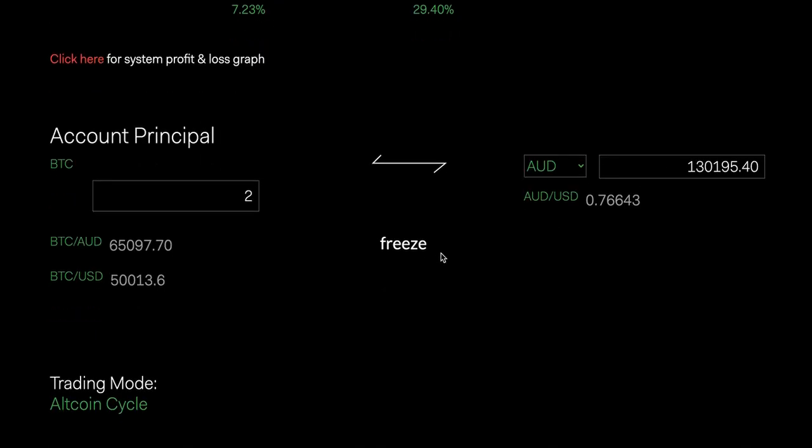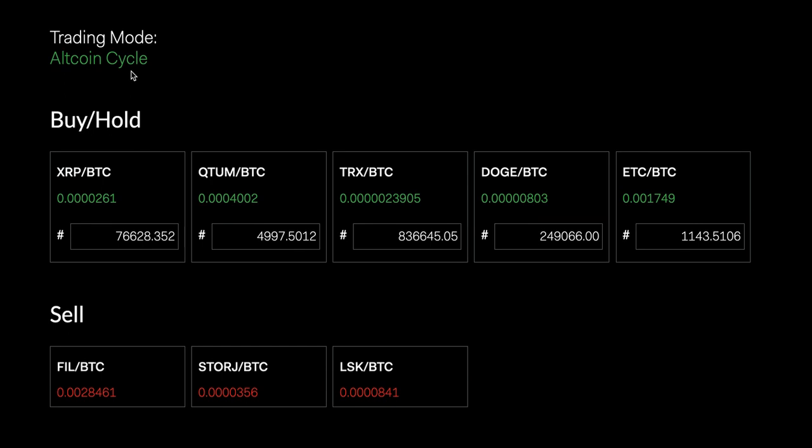If we scroll down, we have different modes. Altcoin is buying altcoins. Bitcoin is holding Bitcoin, just Bitcoin. Ethereum is holding just Ethereum. And when it's all over and when the bull market is over, it will go to cash. It will tell you to sell everything and go to cash.